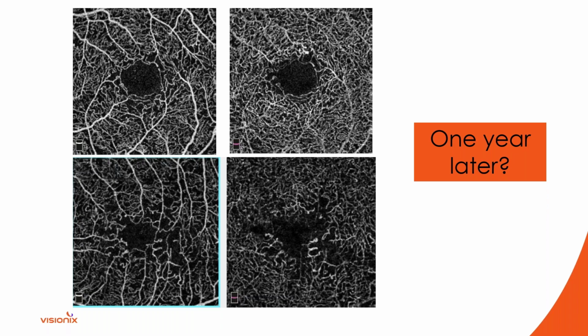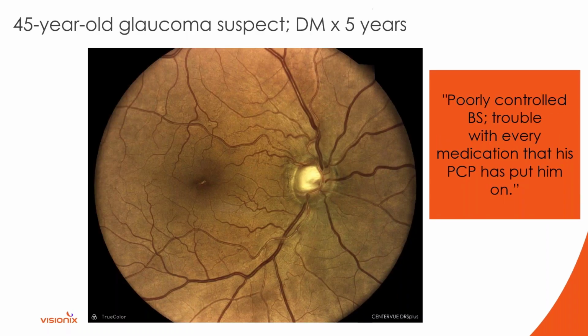We can't even really visualize the deep capillary plexus here. You can't even visualize the border of the FAZ because there is so much capillary non-perfusion. And so this is an example of something that could happen potentially to a patient that we don't make changes for at that early stage.